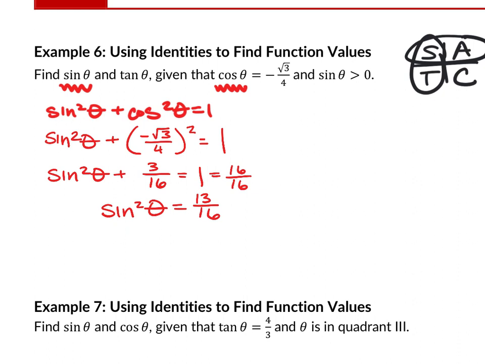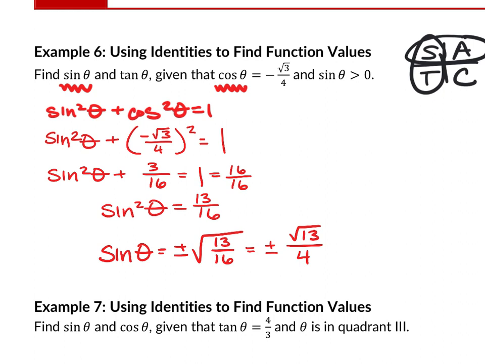I want sine of theta, not sine squared of theta, so I'm going to square root both sides, which means I have plus or minus the square root of 13 over 16. Similarly to when we did this with squaring it, when you square root something that's a fraction, you just square root the top and square root the bottom. 13 is a prime number, so it doesn't have a square root, but what is the square root of 16? 4. So sine of theta is either going to be positive root 13 over 4 or negative root 13 over 4.